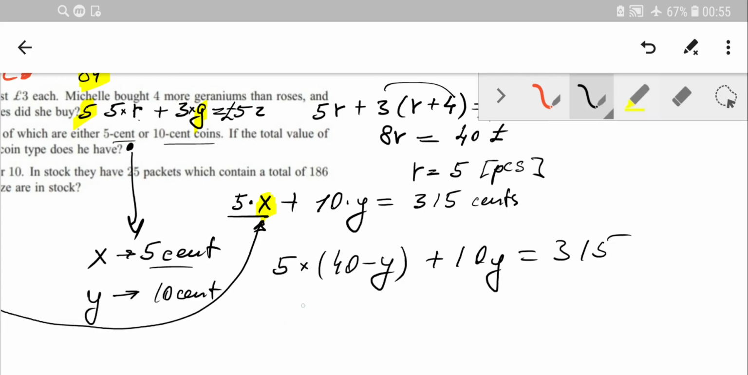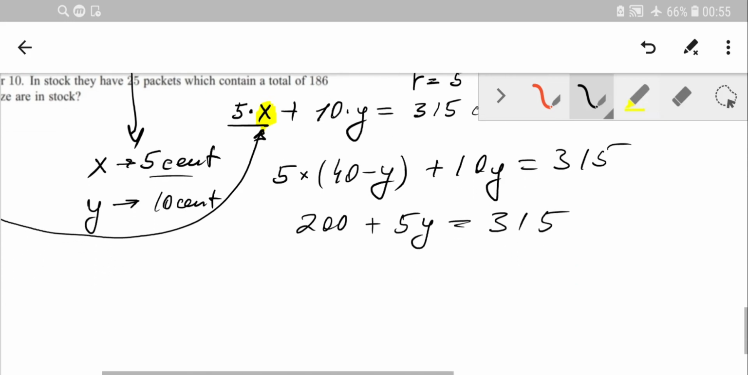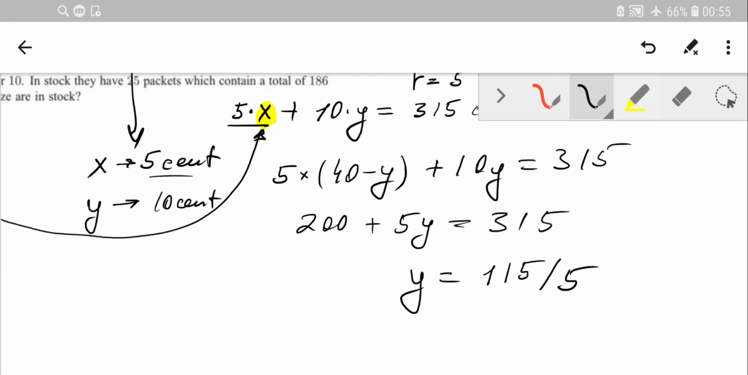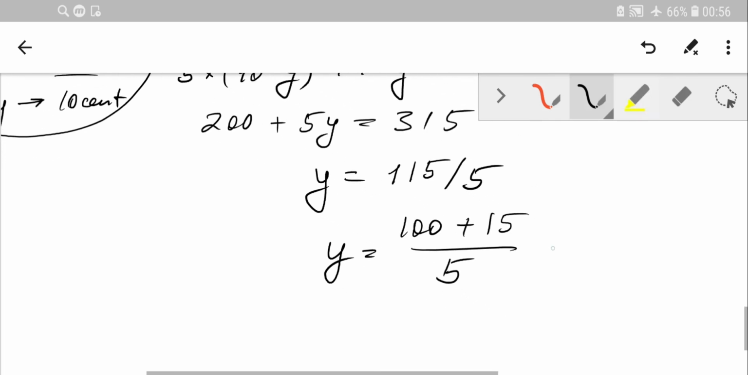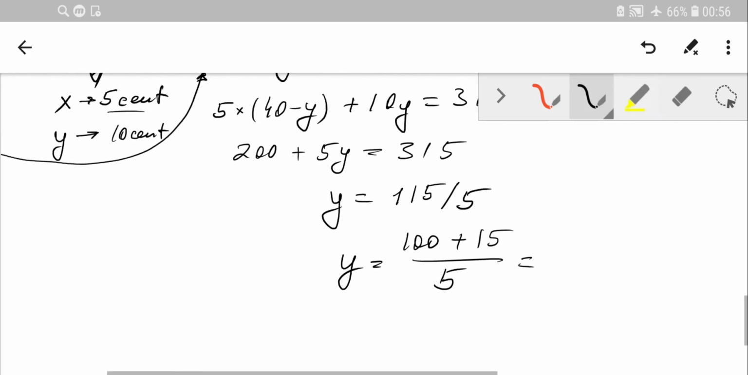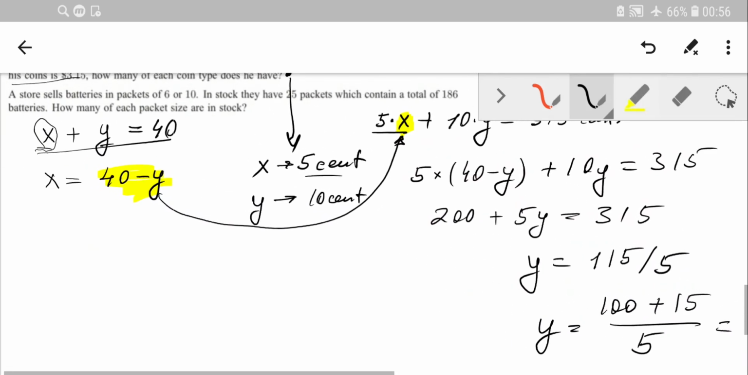So from here we can simplify: 200 minus 5y and plus 10y will get 5y in total, equals 315. So we'll get y equals, subtract, 115 over 5. That's going to be our result. So I subtract 200 and divide by 5. Without a calculator, I'll get the following. So y is just 23. That's what I have. So we have 23 coins.